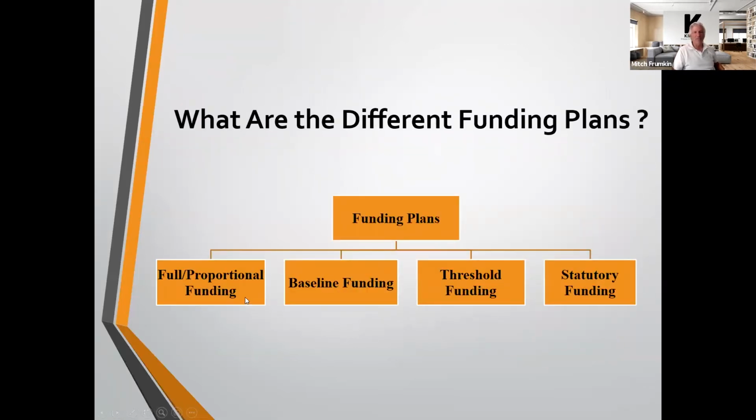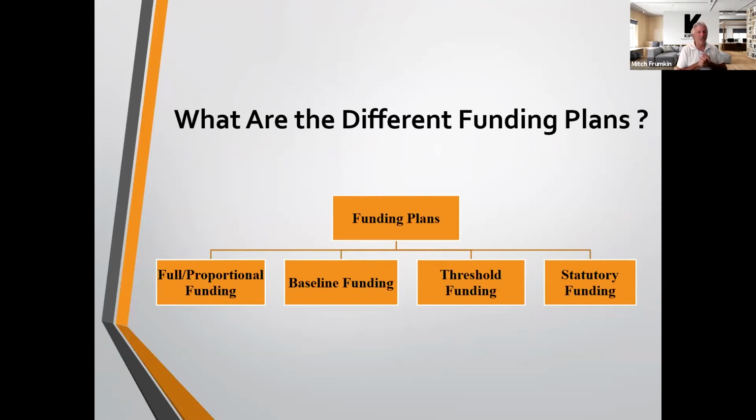Because now we're going to step into funding plans. All right, there's actually 5 funding plans, and I'll tell you what the last one is. But there's 4. There's types of studies. All right, the first one is full proportional funding. If you look in the standards, this is called full funding. I put it here as full/proportional funding.